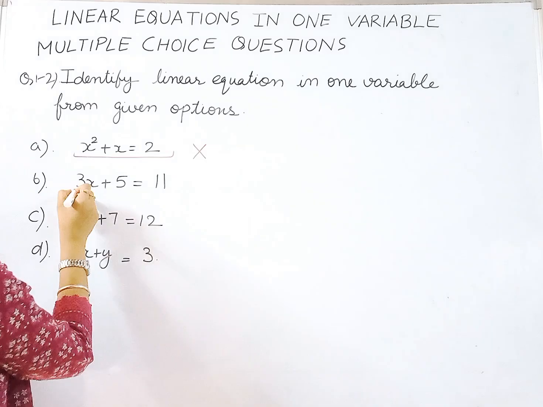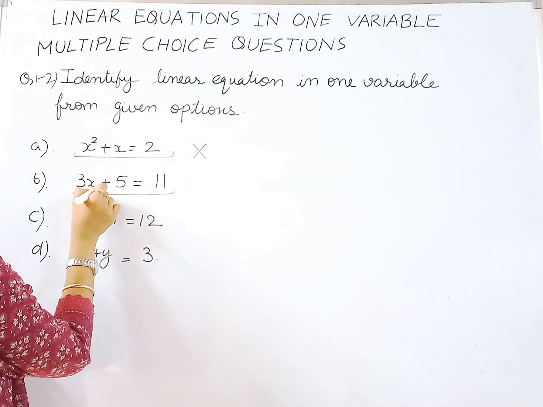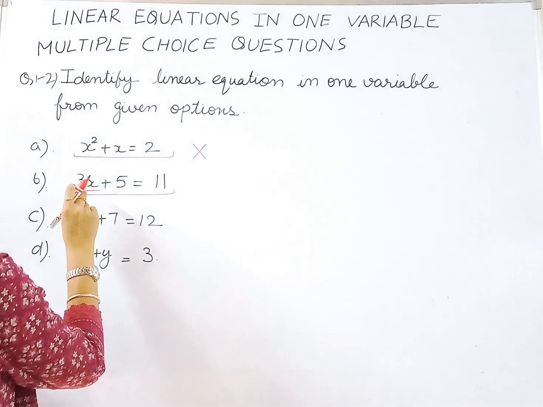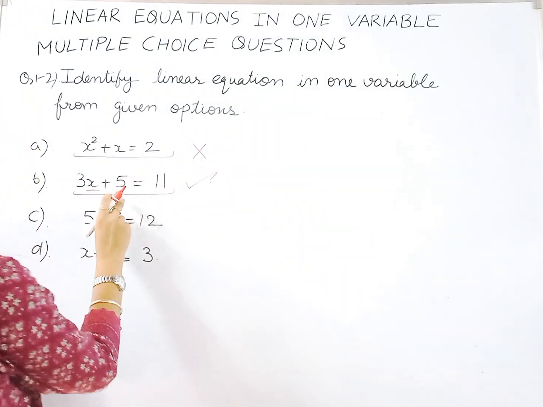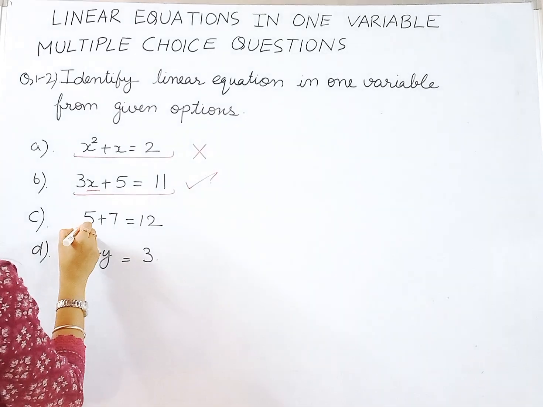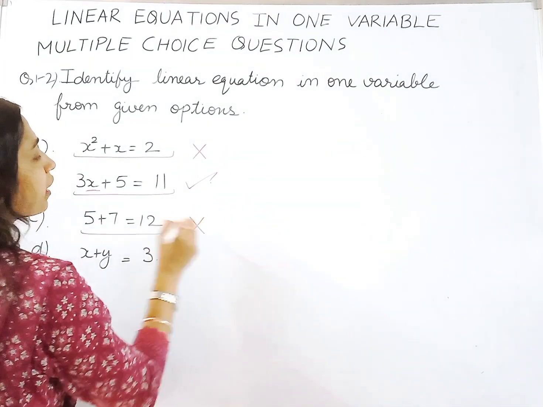The next equation is 3x plus 5 is equal to 11. In this equation, there is only one variable term and the power of this variable is 1. So this is a linear equation with one variable. In the third equation, there is only a constant term. So this is not a linear equation.